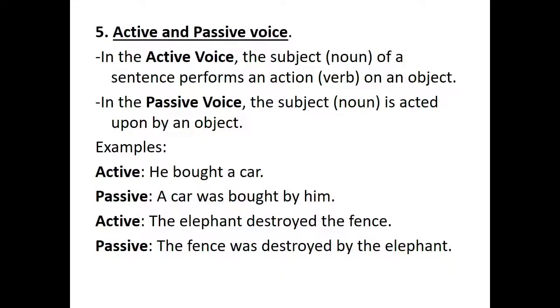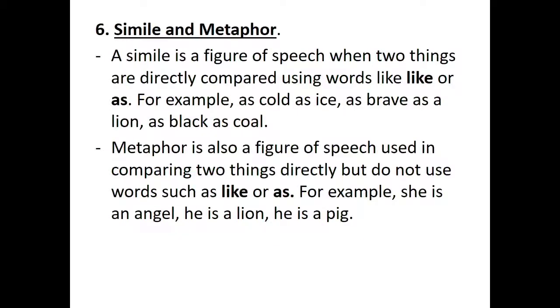Now, in most cases, you might come across, you might be expected to change the verbs. He bought a car. A car was bought by him. The elephant destroyed the fence. The fence was destroyed by the elephant. In most cases, the verbs will be changed. They might be changed so that everything makes sense. Just one more time. In the active voice, the subject of a sentence performs an action on an object. And then in the passive voice, the subject, which is the noun, is acted upon by the object. We have examples as shown.